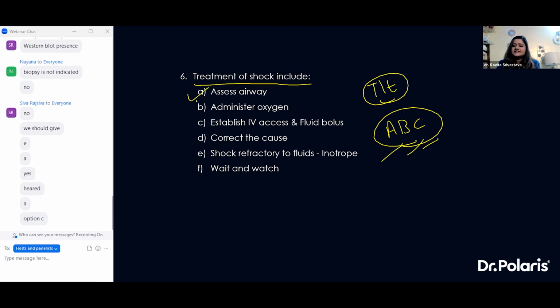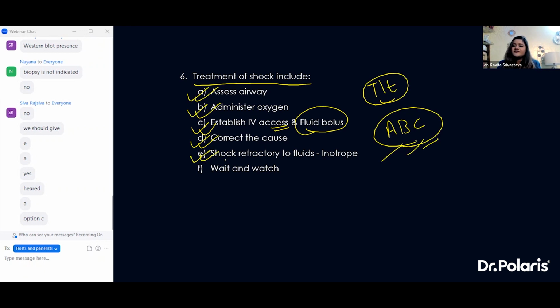Okay, so first thing, assessing of the airway is very, very important. Administering oxygen because we want good SpO2 levels in the body. Most important thing is to establish the IV access and to treat the hypovolemia. So we need to give fluid boluses to the patient. Correct the cause. Now we don't know what is the cause. It could be sepsis. It could be obstructive causes like coarctation of aorta. So we need to always do the correction of the underlying cause.